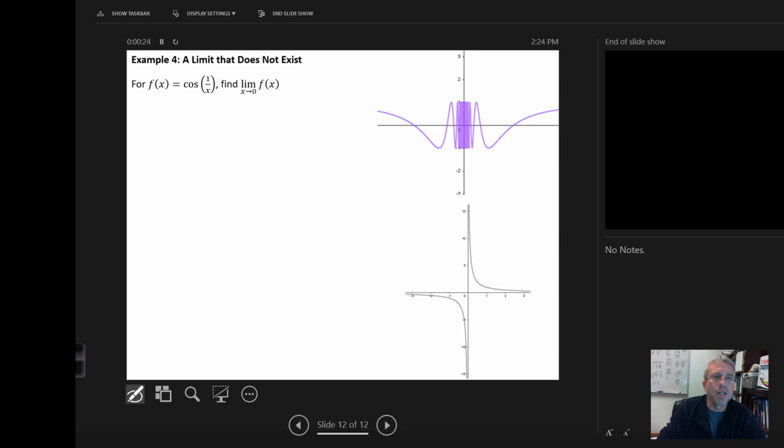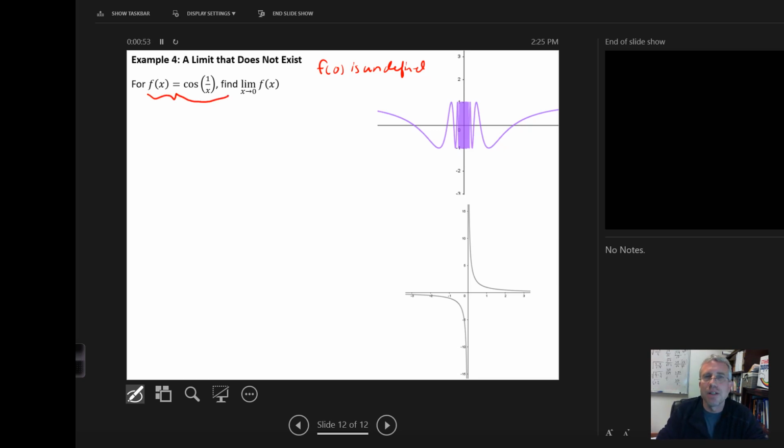We can't plug x into this function because f of 0 is undefined. And it's undefined because we would get 1 divided by 0 right here, and division by 0 is undefined. So we want to know the limit as x goes to 0 of a function for which we cannot plug in the value 0.